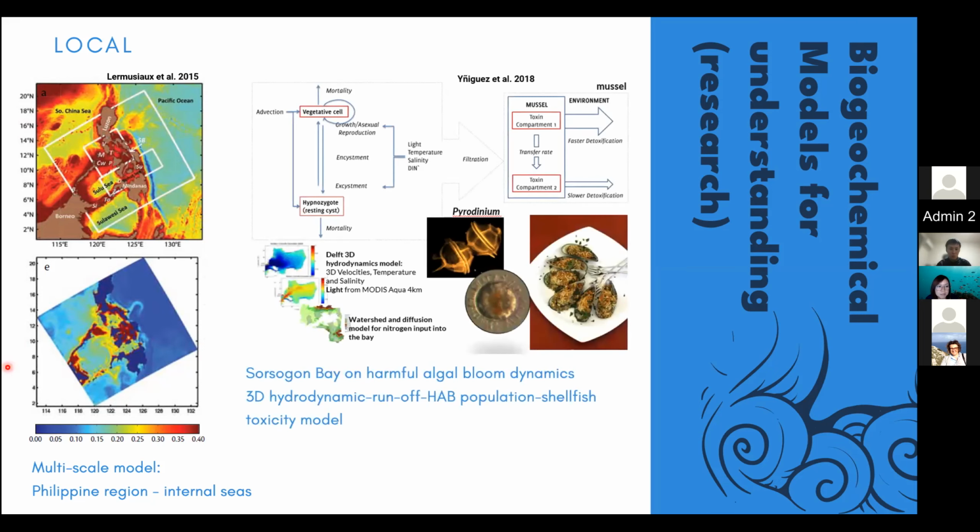Another example is a model we developed to understand harmful algal bloom dynamics in an embayment named Sorsogon Bay, in the middle of the country. We coupled the 3D hydrodynamic model with a watershed and diffusion model, a population model for the focal HAB species, and a shellfish toxicity model. With this model, it helped us understand the timing and the spatial hotspots for the harmful algal blooms and the factors contributing to the bloom initiation and decline.